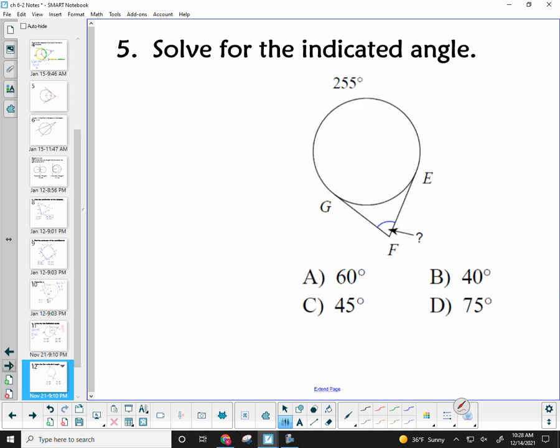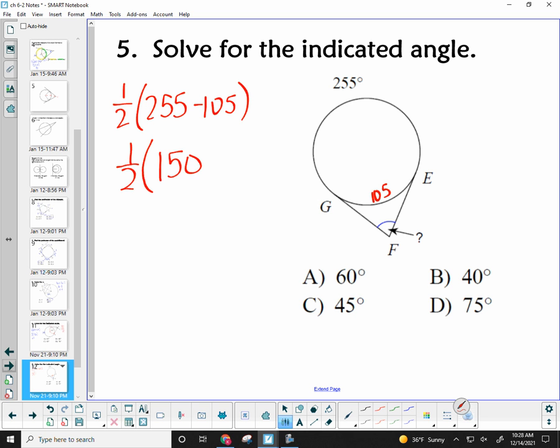All right, next one. On this one here, we're looking for angle F. I see my major arc is 255. So what does that make my minor arc? 105? Okay, so if I want to do my formula, I would have 1/2 of 255 minus 105. So 1/2 of 150. So half of 150 is 75. Is that okay? All right.